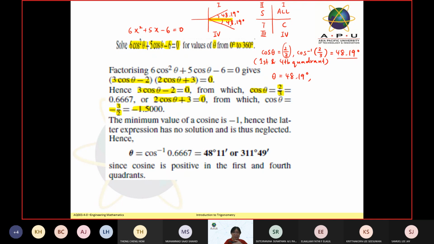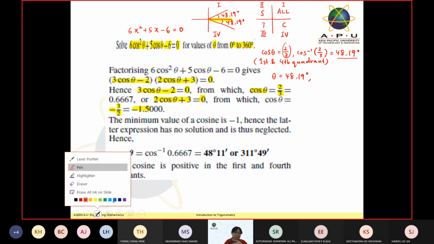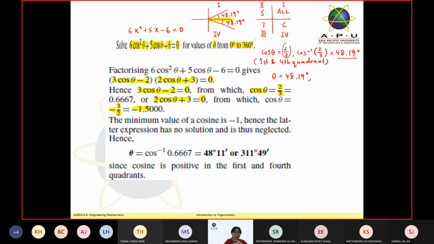Then for the fourth quadrant, if you measure from the positive x-axis until the fourth quadrant, you have to take 360 degrees minus 48.19. So 360 minus 48.19 gives 311.81. So you have two answers here, 48.19 degrees and 311.81. The answer here is given in minutes, so these are our two answers.